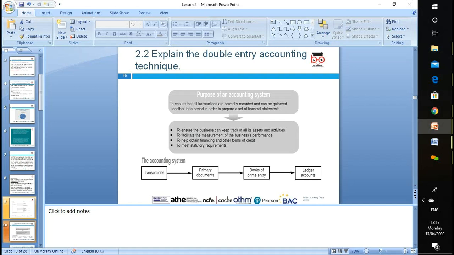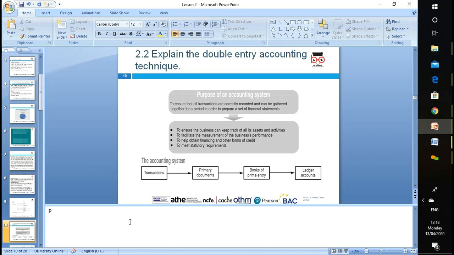Okay, next, 2.2, explain double entry bookkeeping. Double entry means dual effect. The purpose of an accounting system is to ensure that transactions are correctly recorded and gathered together for the period in order to prepare the financial statements. You need to ensure the business keeps a record of all its assets and activities to facilitate the measurement of business performance, and to help meet financial and other legal requirements. Statutory requirement means legal requirement. So the accounting system starts with the transaction.